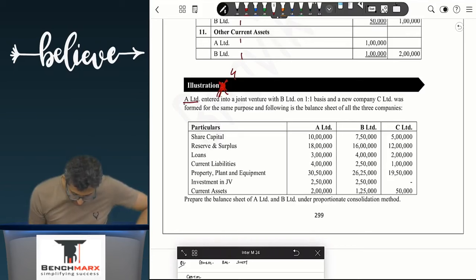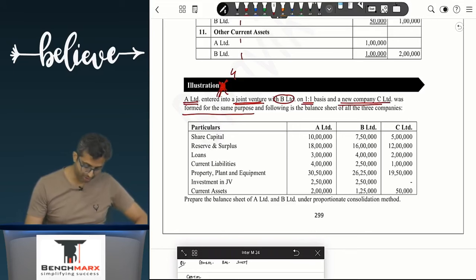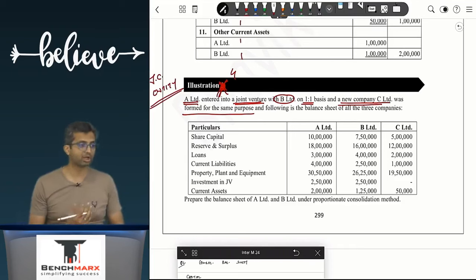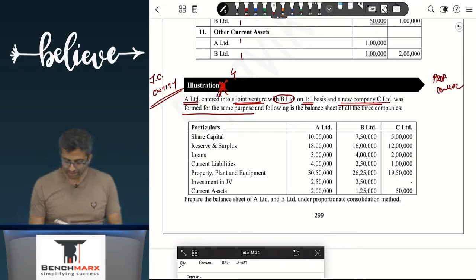A Limited entered into a joint venture with B Limited on a 1:1 basis, and a new company C was formed for the same purpose. So this is a jointly controlled entity. The appropriate method for accounting for this jointly controlled entity should be proportionate consolidation. And following is a balance sheet of all the three companies.